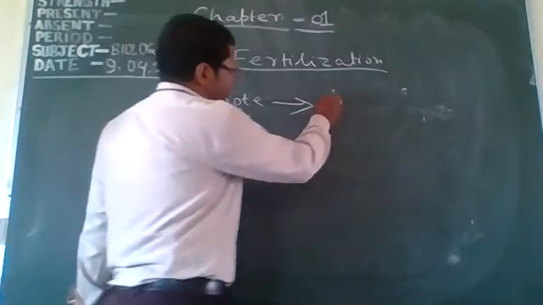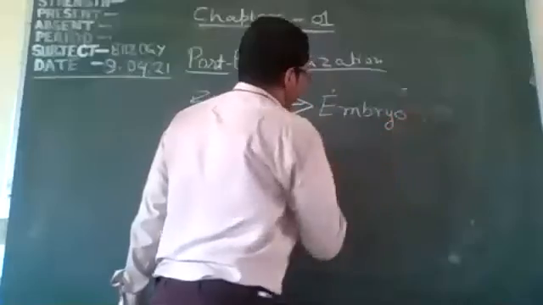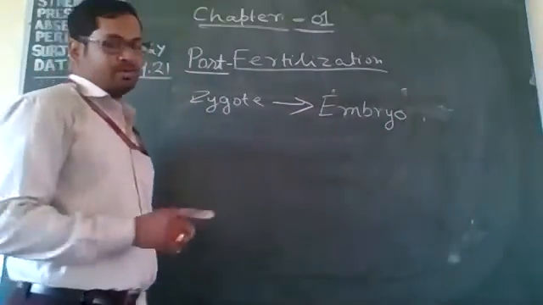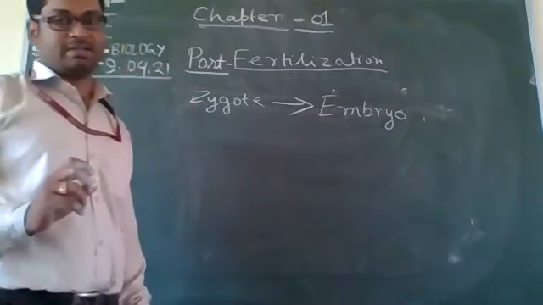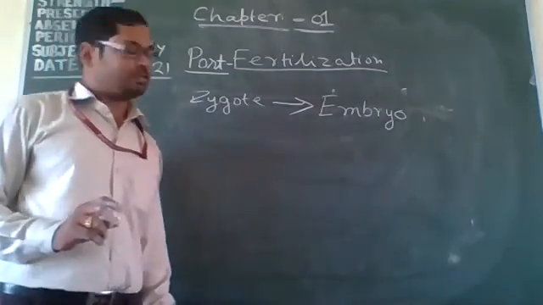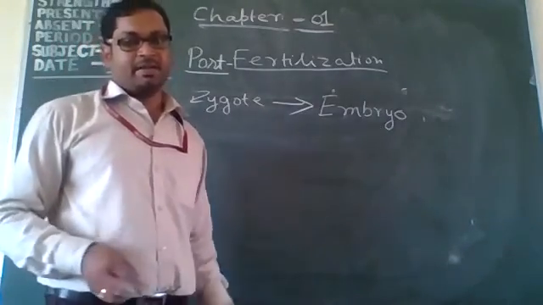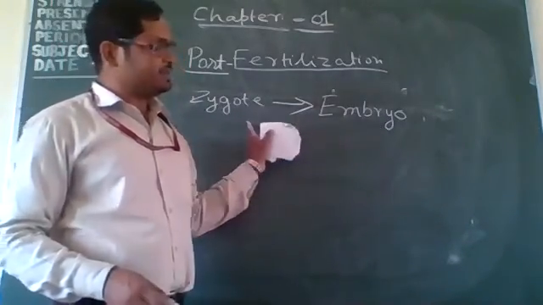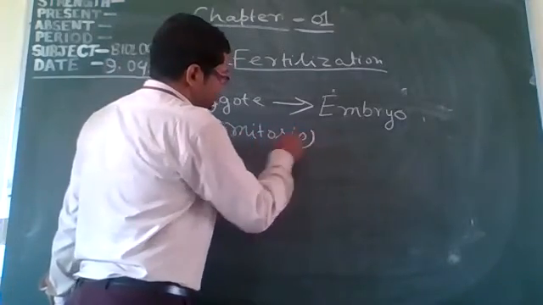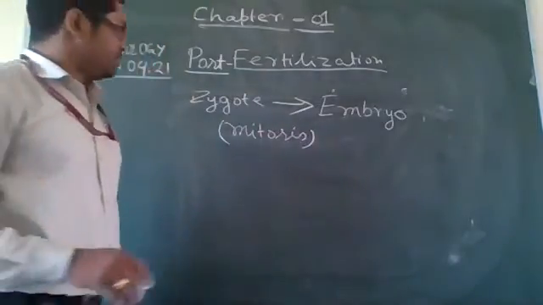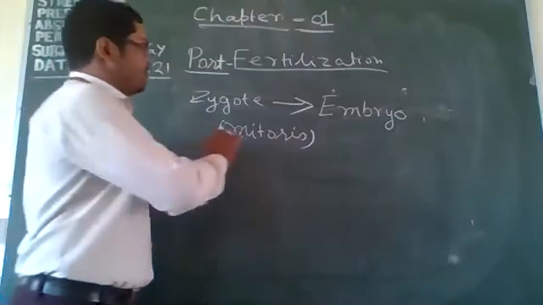From zygote, what develops? Embryo develops. The development of embryo from the zygote is known as the post fertilization stage. Clear? In this stage, the zygotic cells continuously divide. The cell division here is mitosis. This is a very important point. The embryonic cell is developed through mitotic division or mitosis cell division.